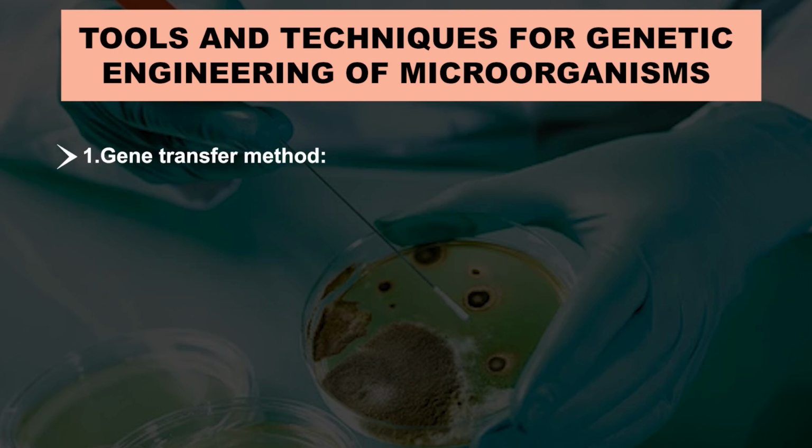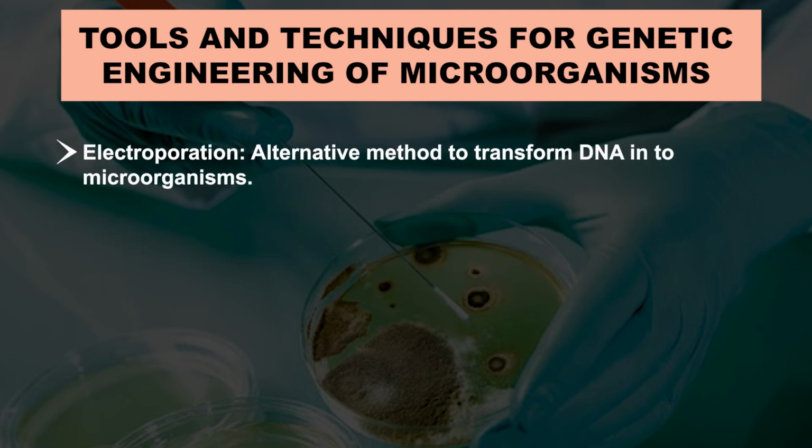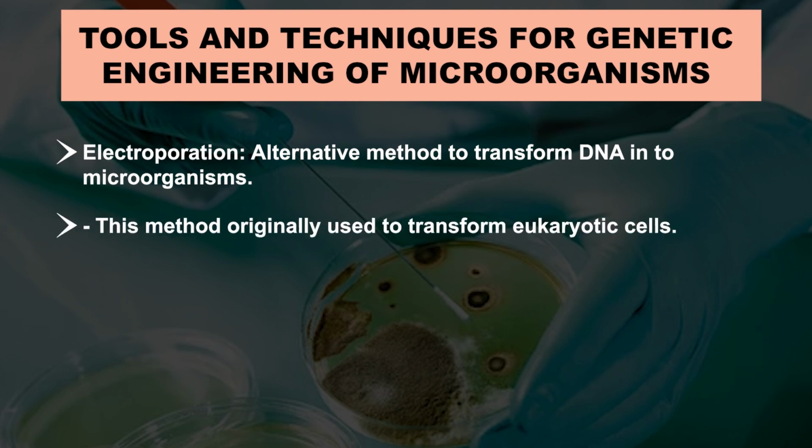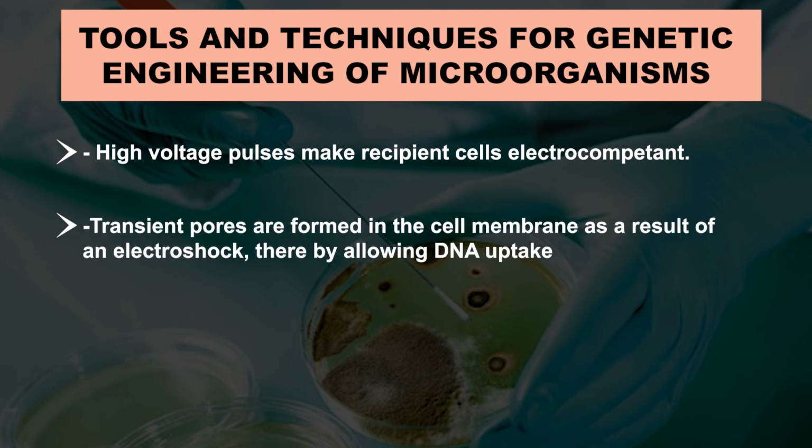First, gene transfer method. Transformation: in this process, uptake of the plasmid DNA by the recipient microorganism is accomplished when they are in a physiological state of competence. Electroporation is the second one, an alternative method to transform DNA into microorganisms. Originally used to transform eukaryotic cells, a high voltage pulse makes the recipient cell electrocompetent. Then transient pores are formed in the cell membrane as a result of electroshocks, thereby allowing DNA uptake.